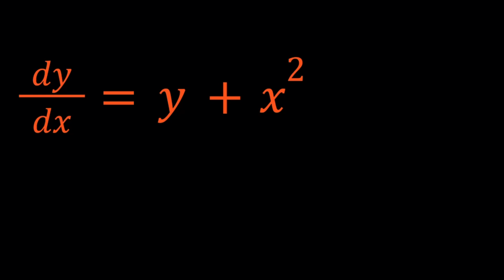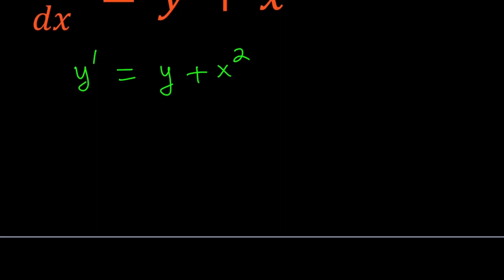Okay, let's get started. So we have dy over dx, which can be written as y prime, the first derivative, and then I'm going to set it equal to y plus x squared. So here's what I'm going to do. I'm going to put every term that has y in it on the left-hand side. So I'm going to write it like y prime minus y equals x squared.